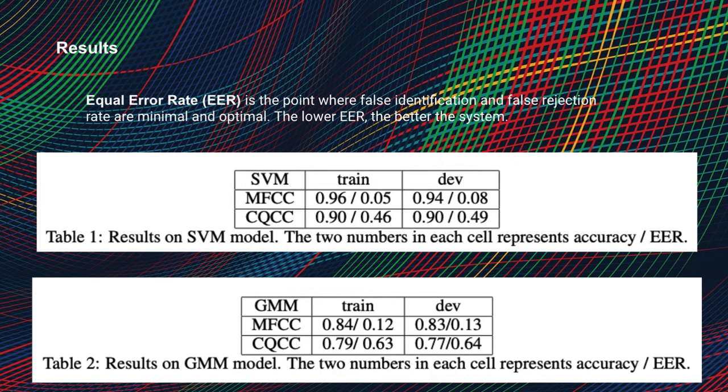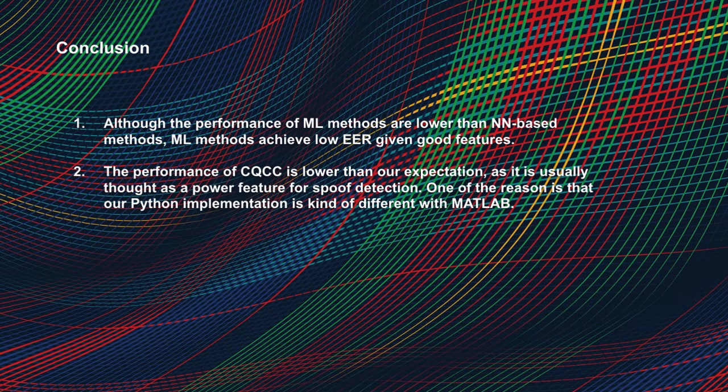We evaluate our method on 2 common metrics, classification accuracy and EER. EER is the equal error rate, which is the point where false identification and false rejection rates are minimal and optimal. The lower the EER, the better the system. Although the performance of machine learning methods is lower than NN-based methods, machine learning methods achieve low EER given good features such as CQCC and MFCC.